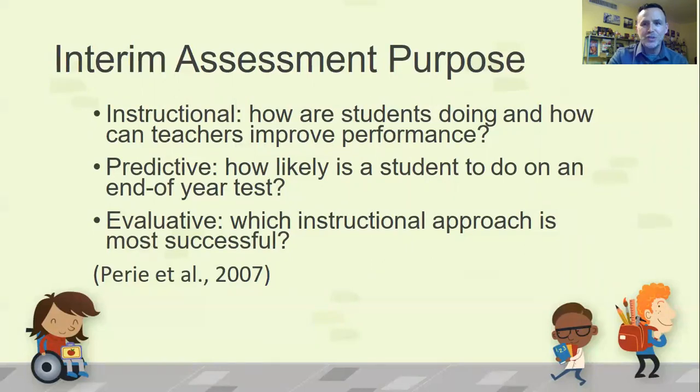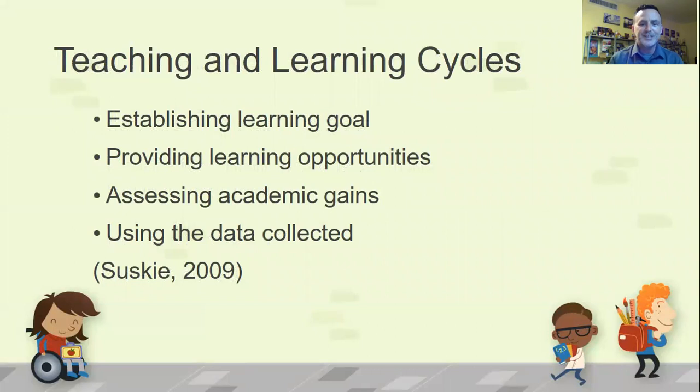And there are numerous interim assessments that we'll discuss in a moment also. So teaching and learning cycles, this was kind of a cool concept to me. Learning is cyclical. The way that we assess, teach, reteach is all cyclical. So we need to, again, clearly establish learning goals, provide learning opportunities through instruction. That's when we assess academic gains. We use the data collected to begin again, to establish new learning goals. And it's cyclical. This is a nonstop loop.